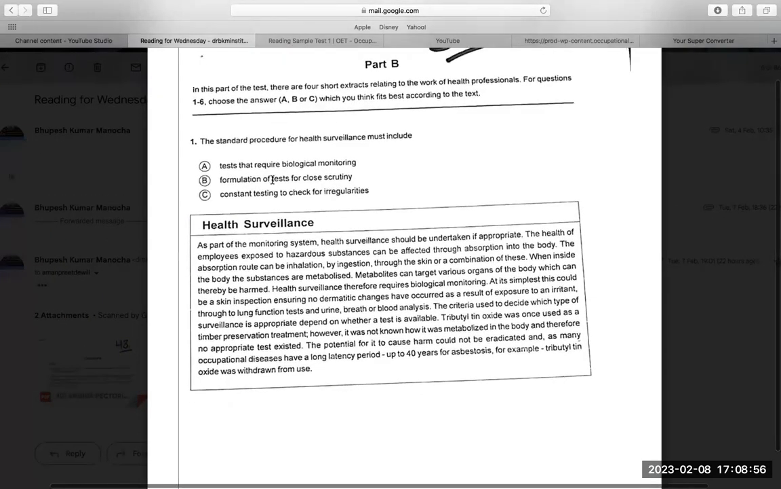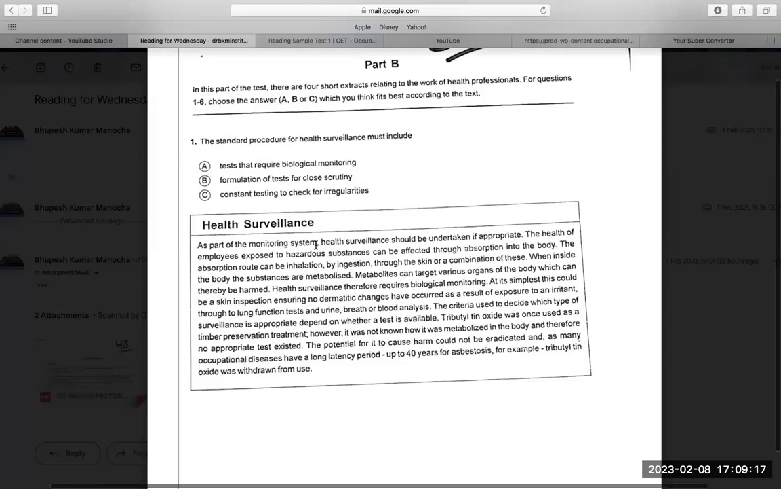So the first question I'm doing: the standard procedure for the health surveillance must include. Basically the question is that if there is any kind of health surveillance, surveillance is a word coming from survey. So if there is a kind of surveillance of health, the standard procedure must include. What should the standard procedure include?